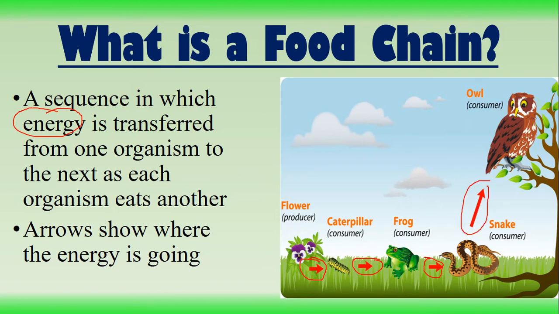The flower is the producer, then you have your primary consumer, your secondary consumer, your tertiary consumer, and then another consumer up here would be the fourth. I don't really know what that term is, or I can't say it. So the arrows in a food chain show where energy is going.